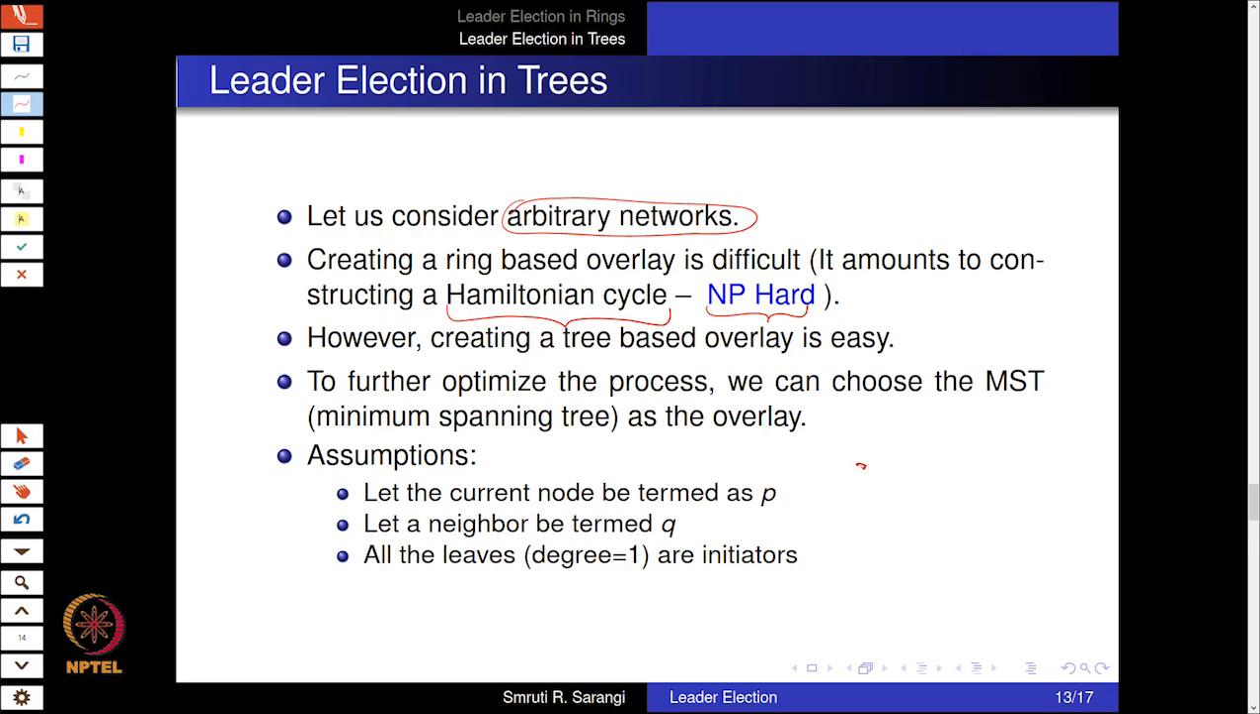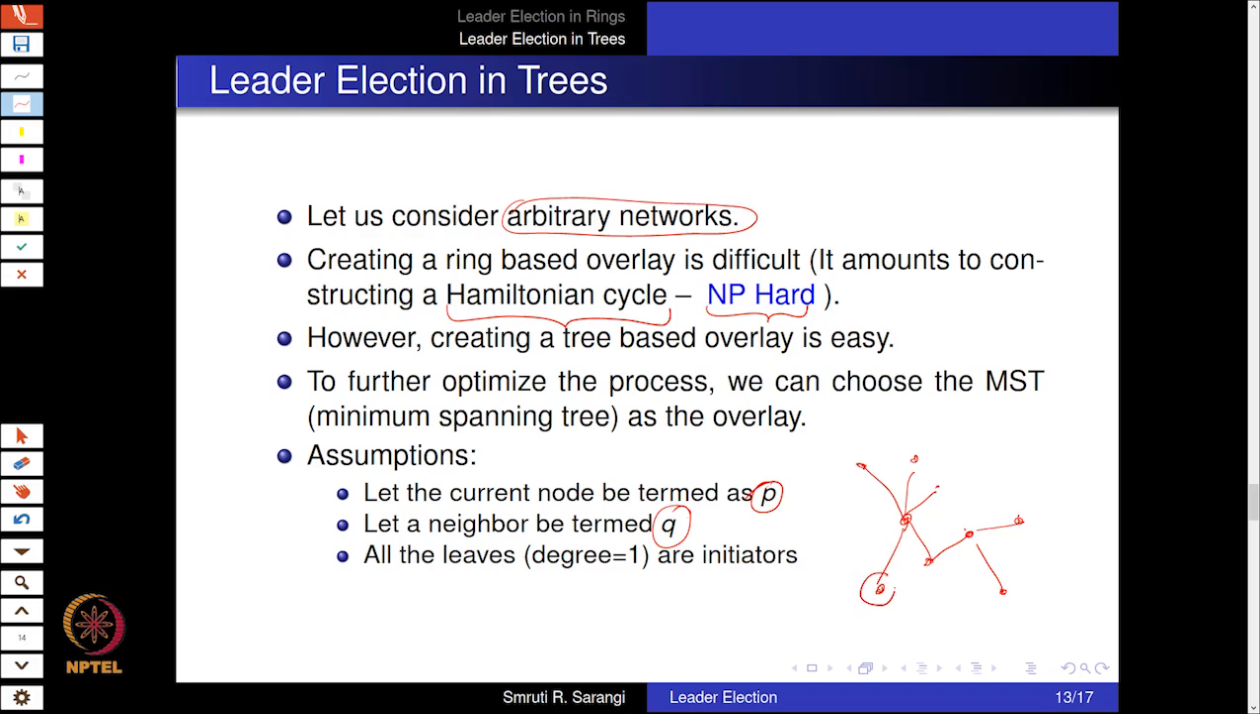Instead of that, if we have an arbitrary number of nodes placed everywhere, instead of passing a ring through them, having a spanning tree or maybe a minimum spanning tree is actually the best idea. We still don't know how to create a minimum spanning tree, but this is what we will study in the next lecture. But if we could create a minimum spanning tree, which we all know is easy to do, that would be really helpful. Here again we'll say the current node is P and the neighbor is termed Q. And we'll take a look at how we create the spanning tree in the next lecture.